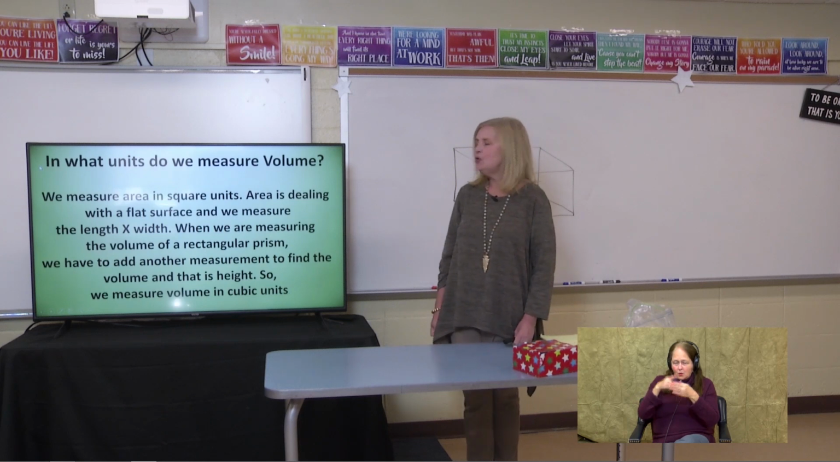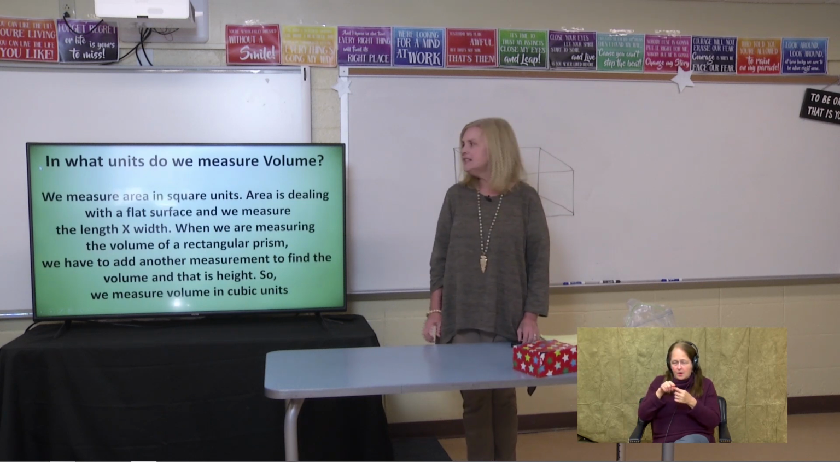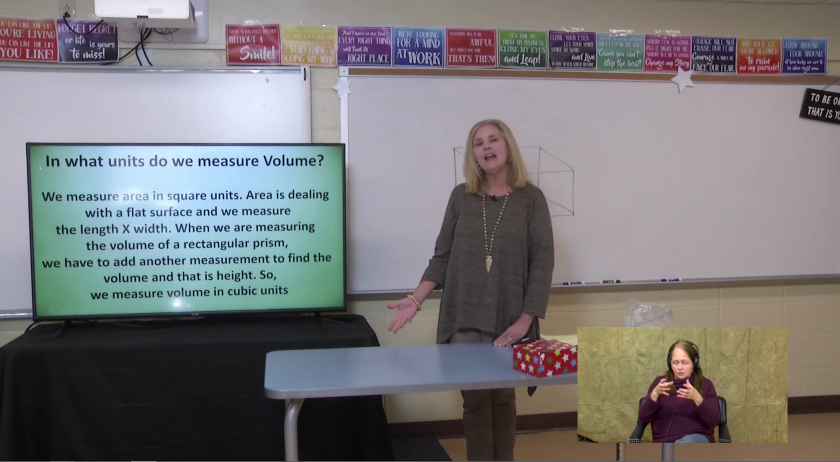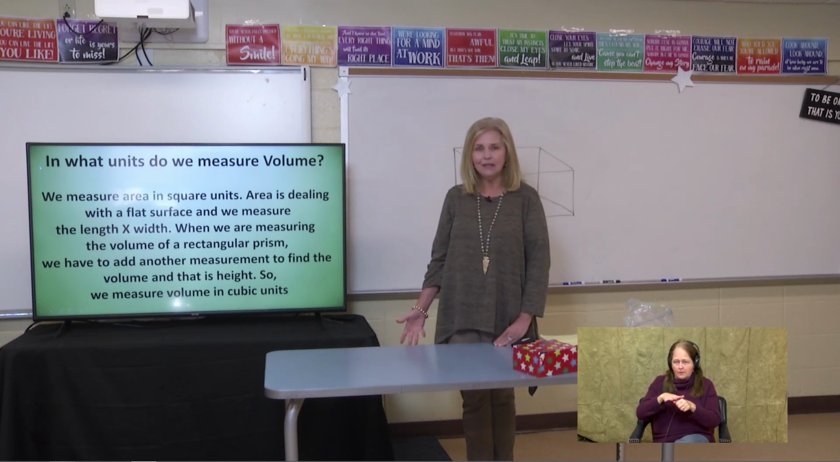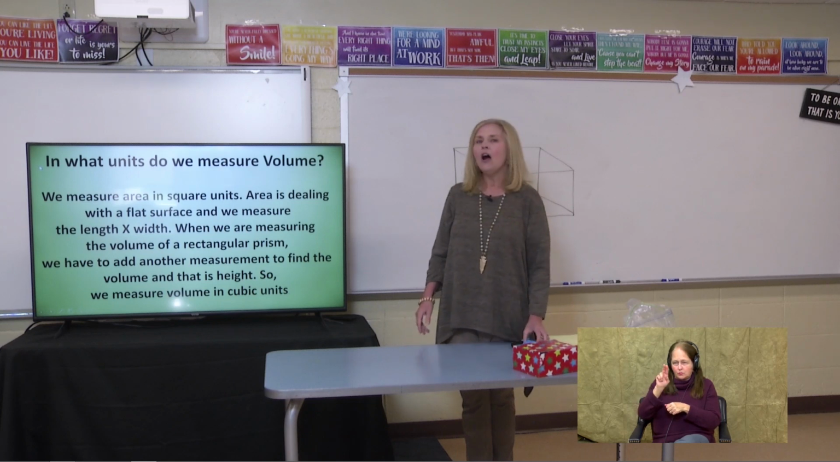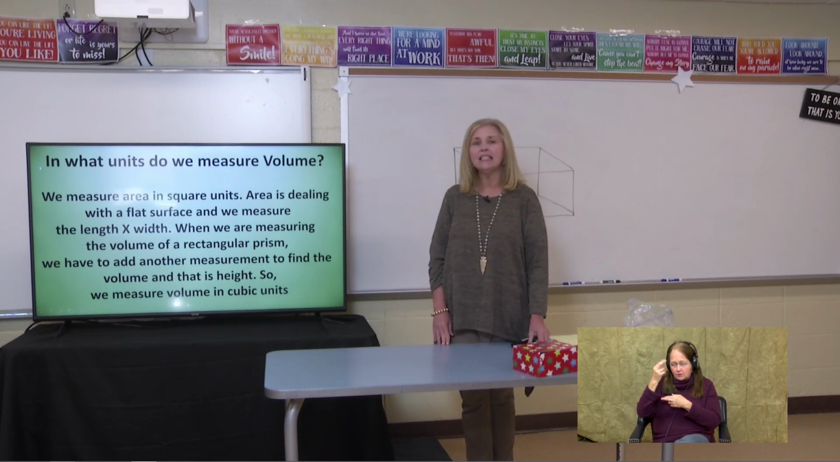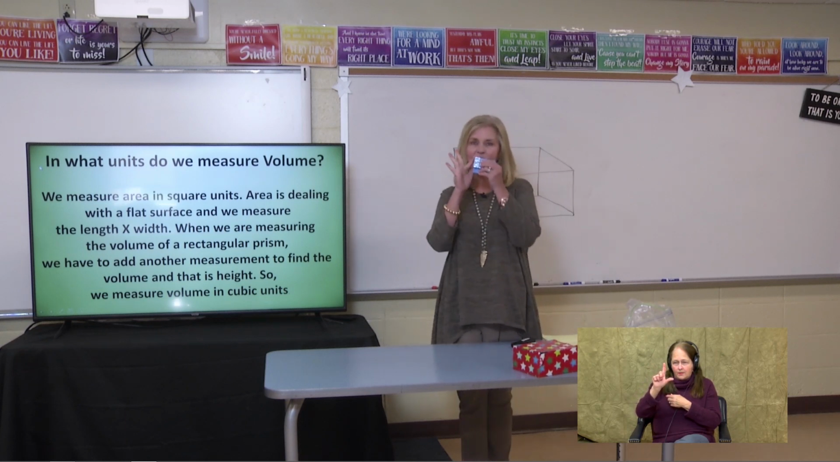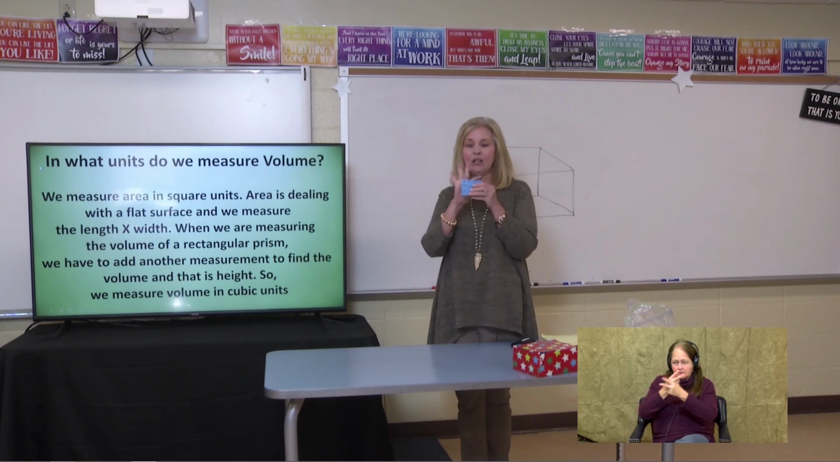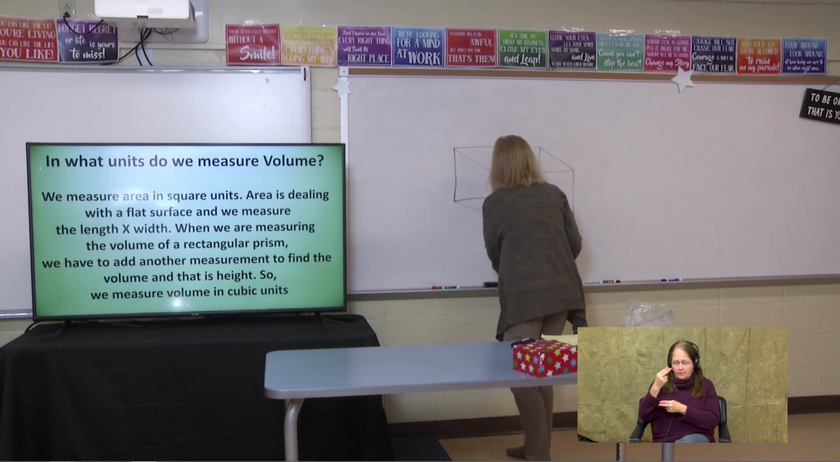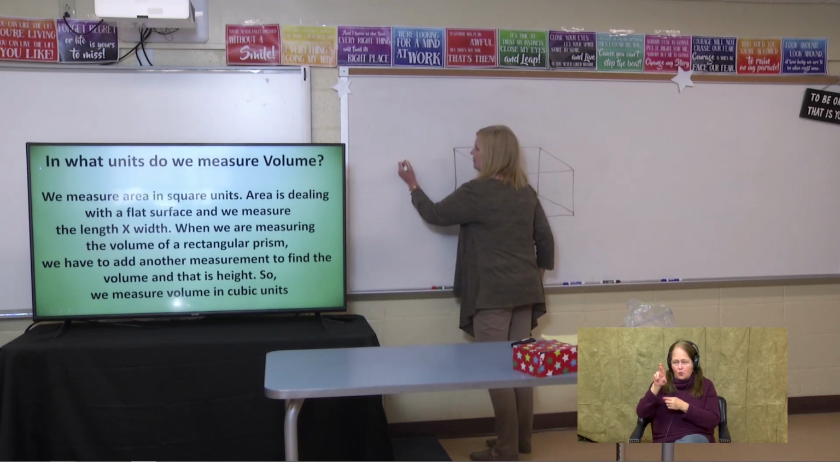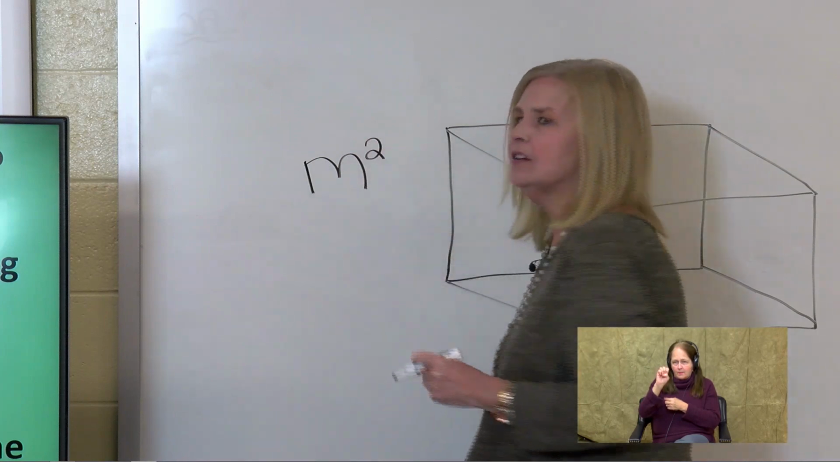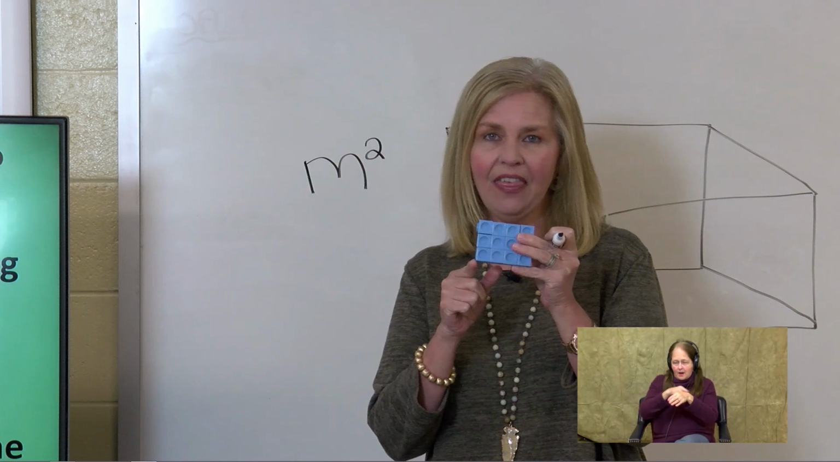In what units do we measure volume? Now, when we discussed area, we know that it's measured in square units. The reason it's called square units is because you're saying length times width. So that's two things you're multiplying together. That's where the square unit comes from. So you might have meters squared because you're measuring two things, length times width.